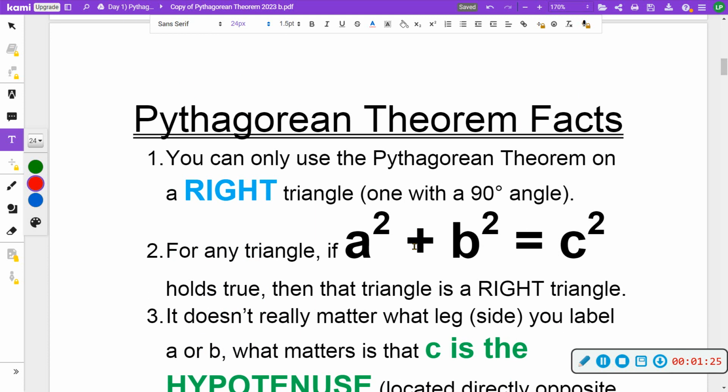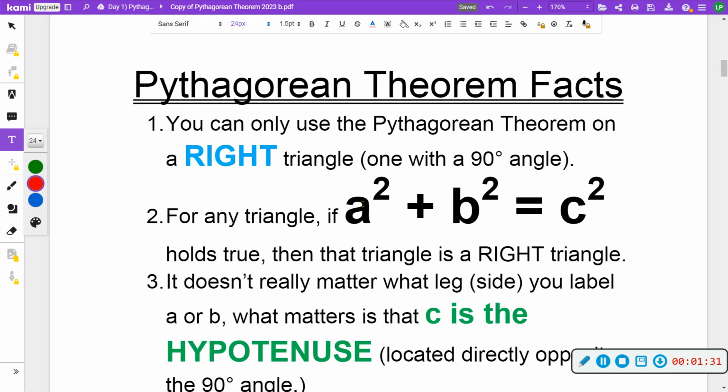So the reason why this is important is because we have a theorem. It's called the Pythagorean theorem. And it says you can take the legs and square them, then add them together, and that equals the hypotenuse squared. Now, A and B, it doesn't matter which leg you plug in for A and which leg you plug in for B, but you must plug the hypotenuse in for C.